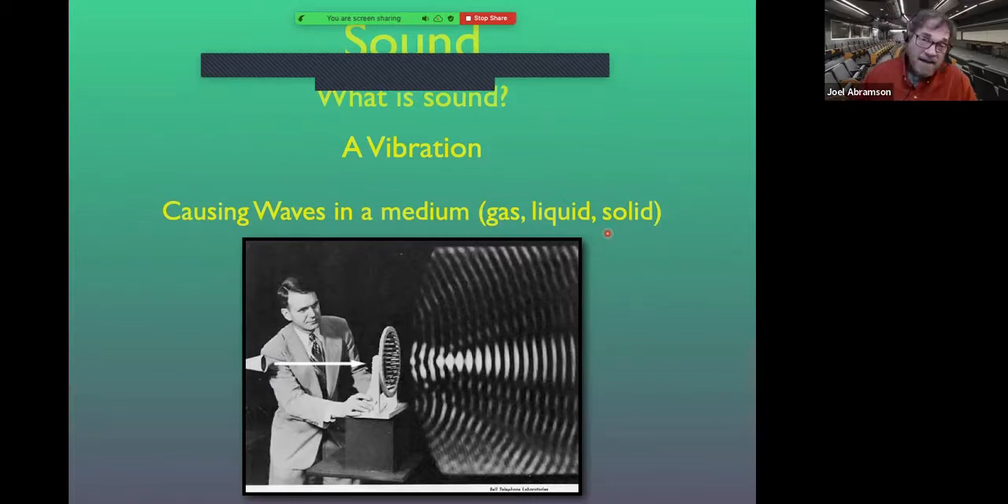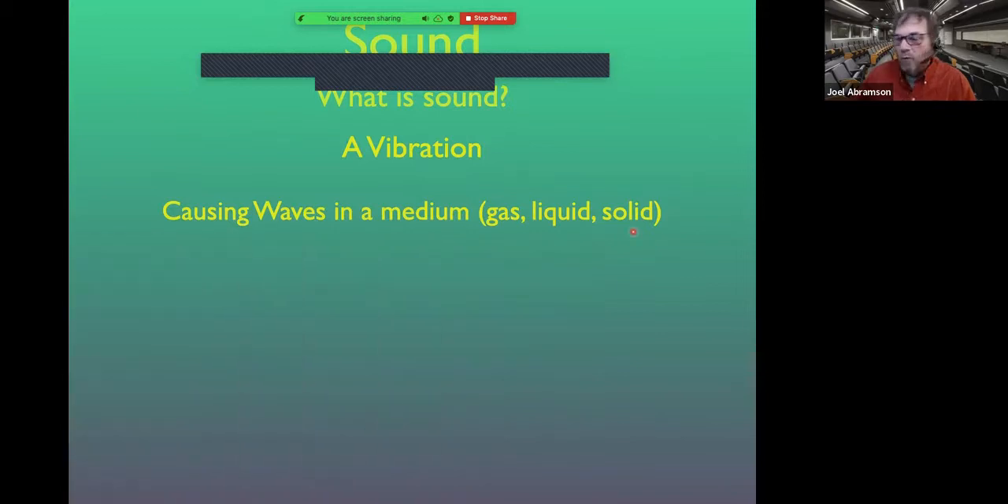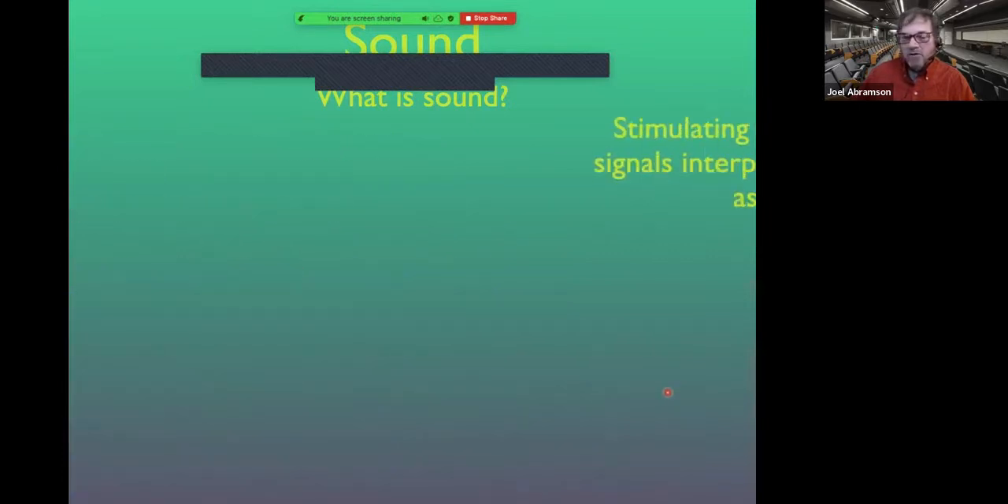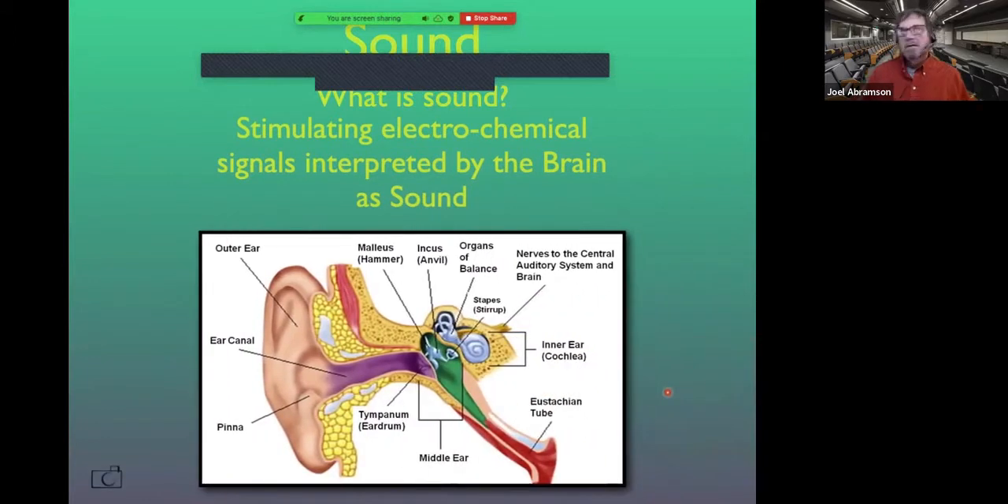And if you ever have had a neighbor that's given a party, you know that sounds transmit through solids, and the mitigation of sound through solids, like in studio design, is a big deal. How to get soundproofing and things like that. But the vibration causes a wave in some sort of medium. That wave strikes membranes in the ear, and in your ear, it's translated into some sort of bioelectrical signal in the brain.